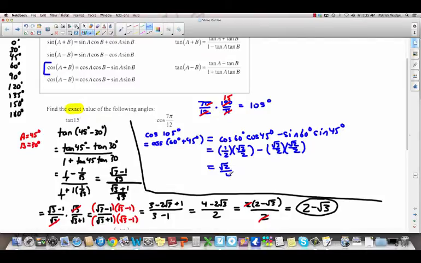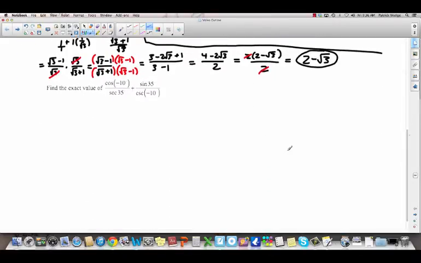Multiply the denominators, you get 4. Multiply the numerators, you get root 6. Multiply the denominators, you get 4. Hey, they've got the same denominator. Why don't we put them both over 4? There you go. Exact answer.